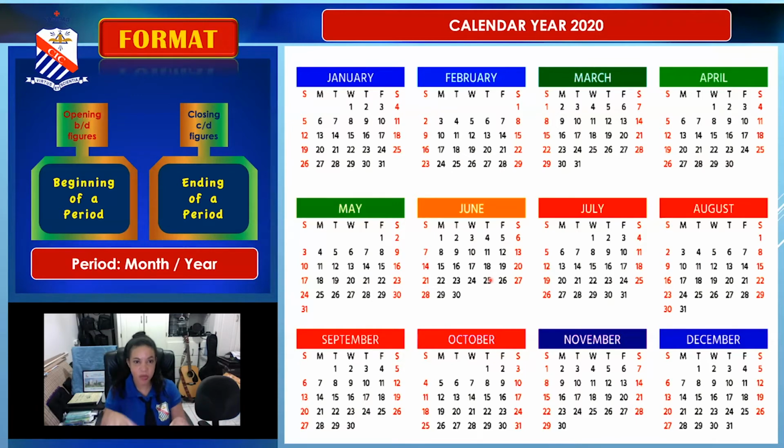But in this case, we have it really nice and easy. It's a calendar year of 2020, which means that it starts on the 1st of January 2020. And it ends on the 31st of December 2020. Really nice and easy in terms of that.